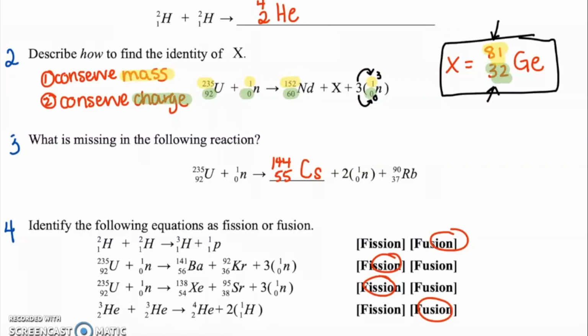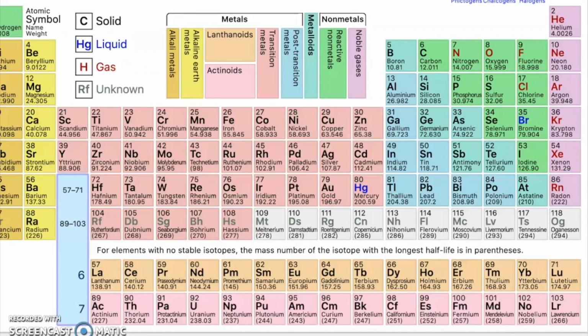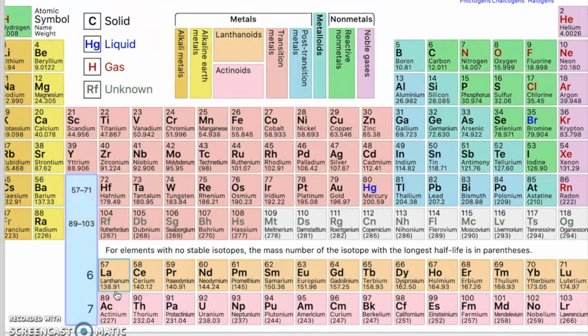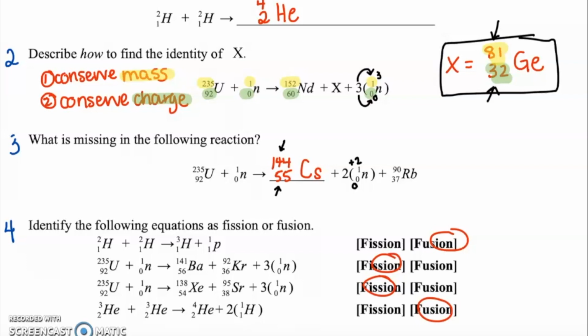Question 3 is very similar, again applying the conservation of mass and conservation of charge, looking for that unknown. Remember that 2 coefficient gets distributed. And we can see that what's missing is a 144 on top and a 55 on the bottom. Coming over to my periodic table and looking for an element whose atomic number is 55, I can see that cesium has an atomic number of 55, Cs for cesium. So that tells me that the blank here must be cesium 144, 55.